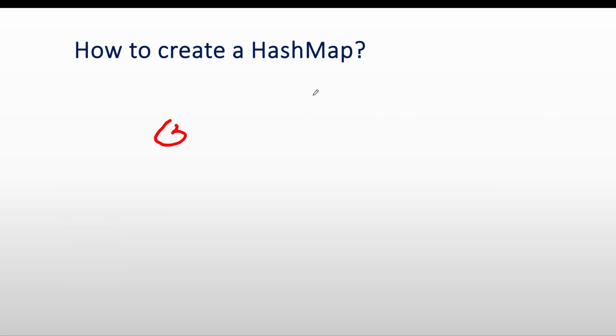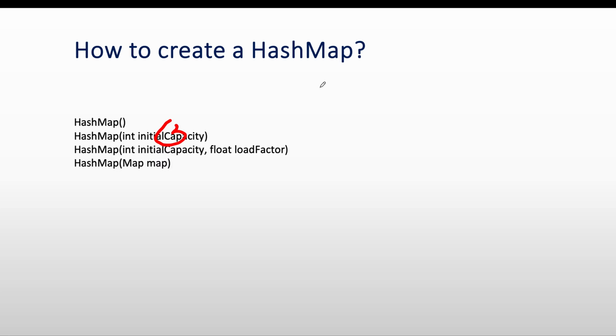Now let's see how to create a hash map. Hash map provides a couple of constructors using which we can create the hash map. The first constructor is HashMap(), the empty constructor. It means that we are not going to provide the capacity and load factor while creating the hash map. Java is going to take care of it: the initial capacity is going to be 16, and the load factor is going to be 0.75.